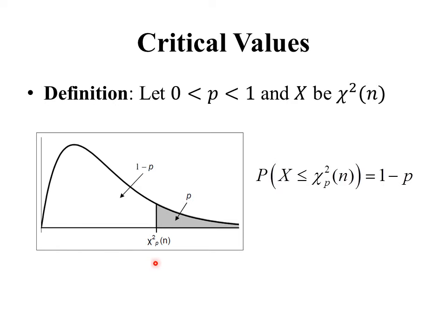And this figure here illustrates this definition. Here's our chi-squared density curve with n degrees of freedom. Here's our critical value. The area to the left is 1 minus p, and the area to the right is p. So we're going to use critical values of the chi-squared distribution in this goodness of fit test.